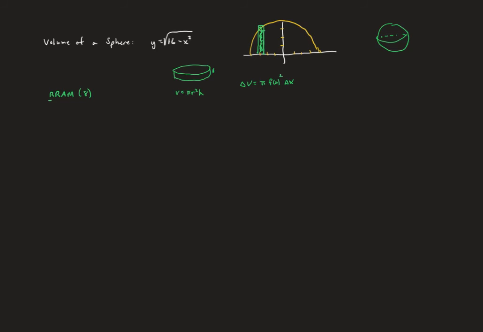So let's see what that looks like. We're going to take pi times our function, the square root of 16 minus x squared, squared, times the delta x. This works out nicely because we just get to remove that radical. Now, we're going to do a right Riemann sum using 8 rectangles, and our semicircle is going to have a radius of 4.